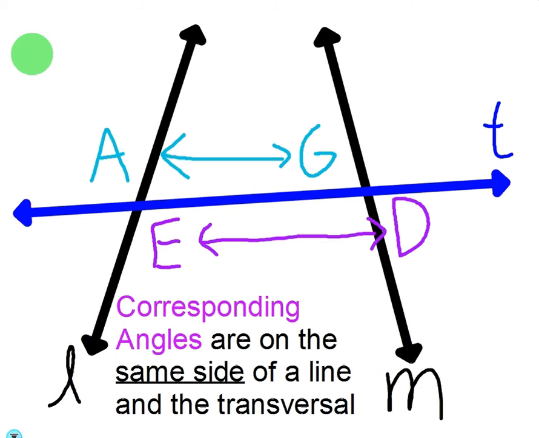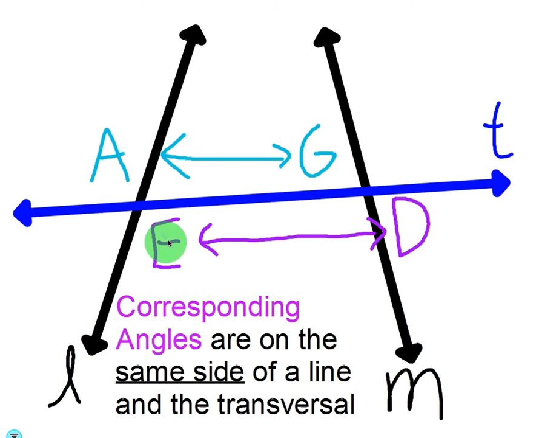The other term is corresponding angles, okay? So the reason A and G are corresponding angles is because they're both above T and they're both to the left of each line. So G is to the left of M, A is to the left of L, and they're both above. So we call them corresponding, okay? Kind of like same position. In other words, A you could think of as northwest of this corner, right? And G would also be northwest of this corner, okay?